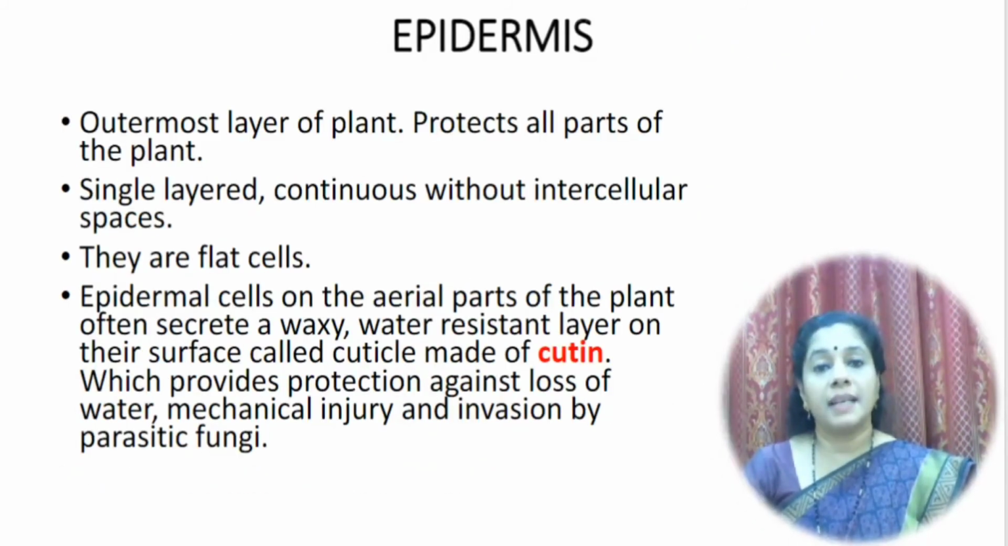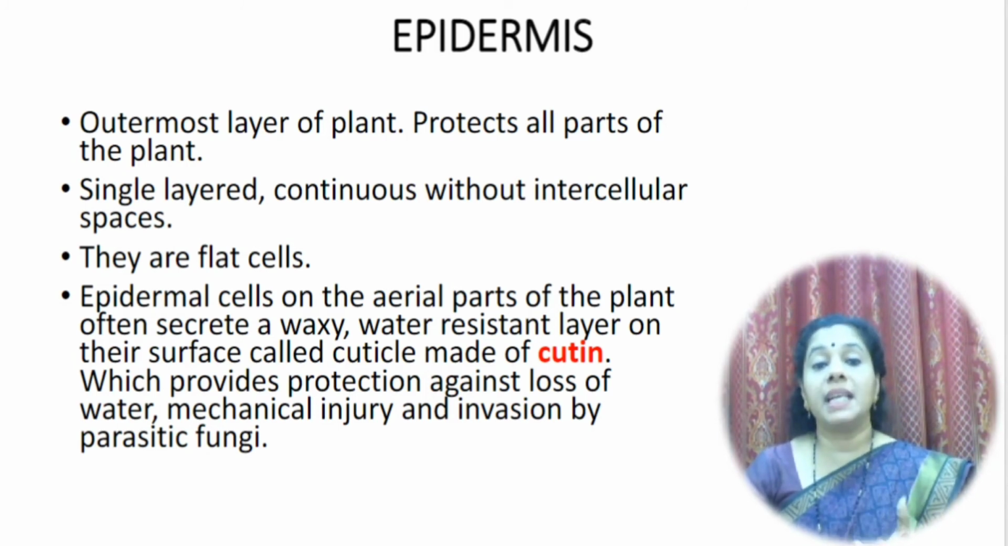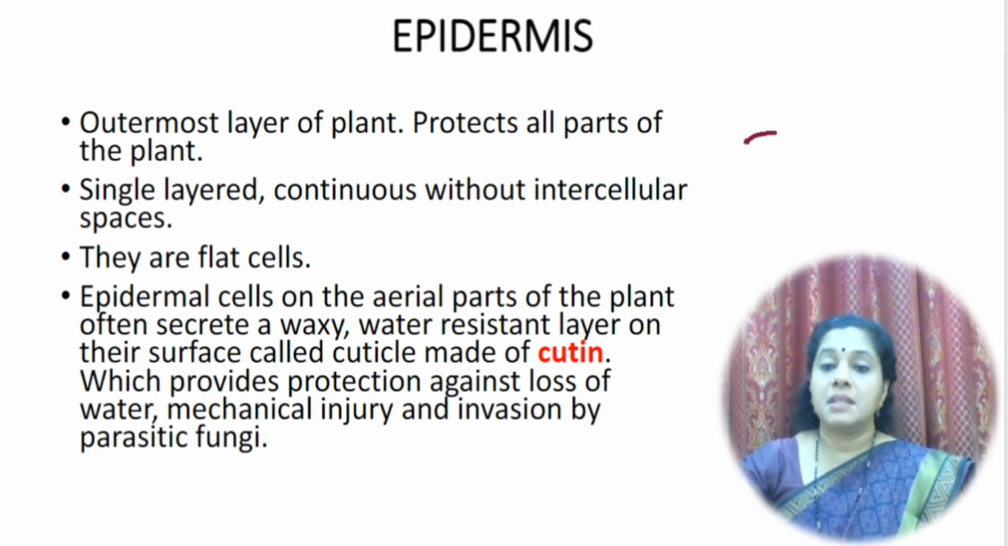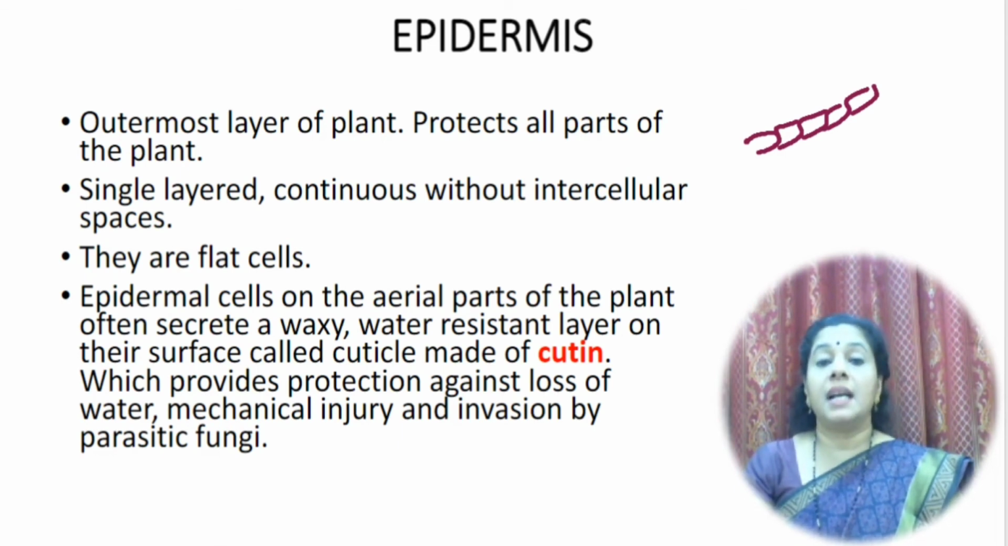Now let us discuss another tissue in plants, that is epidermis, which is the protective covering of the plant. Just like how skin is protecting our body, plant body is covered by a thin layer of epidermis. Epidermis is a single layered structure. Only one layer, thick flat kind of cells are there. They are continuous without intercellular space.